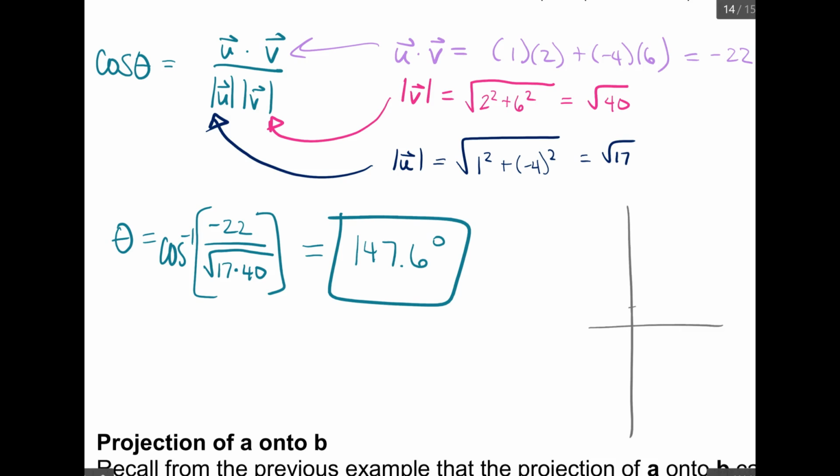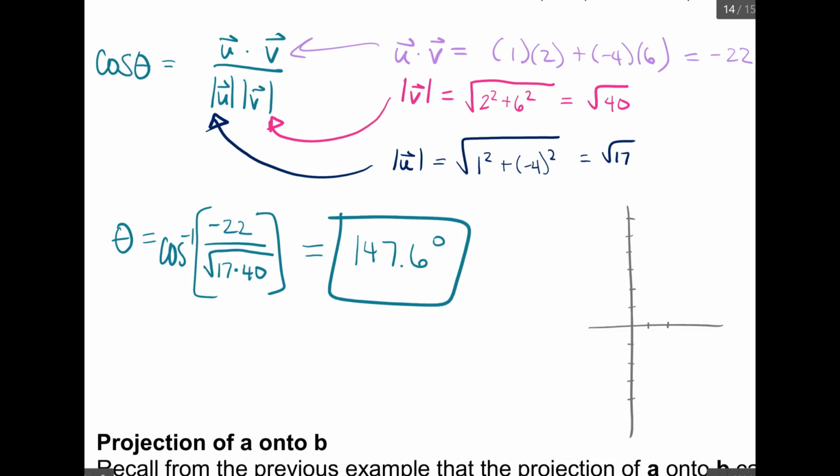Should we remember that formula? Which one? Cosine of the angle is u dot v over the magnitude of u times the magnitude of v. Yeah, I'm not going to give it to you.